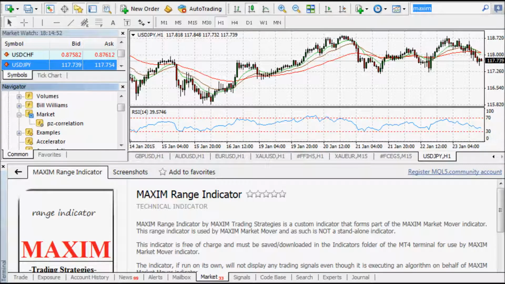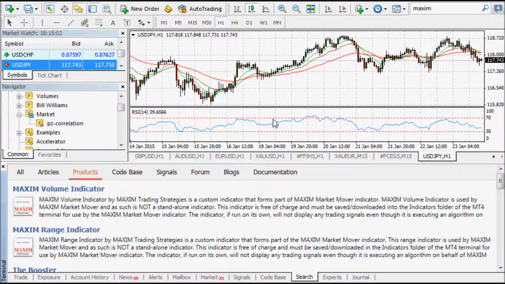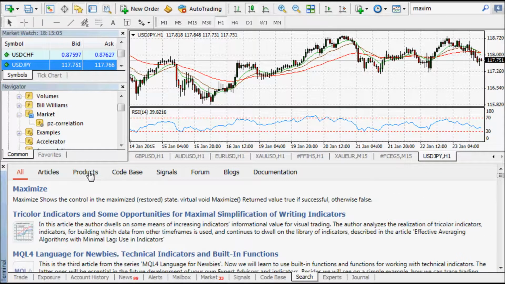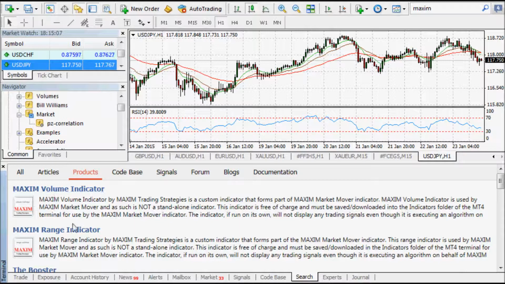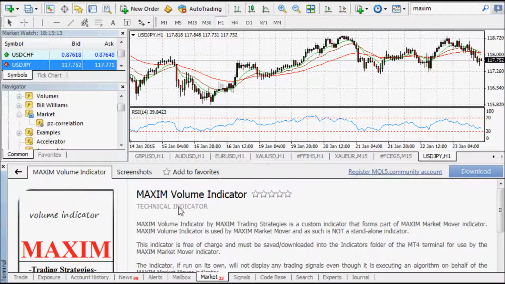Here we go to the USD JPY, or dollar-yen, currency pair price chart. I have loaded my standard settings and used the commonly used red and green candlesticks. I will now load up the MAXIM volume and range indicators, which are a prerequisite for using the MAXIM Market Mover indicator.